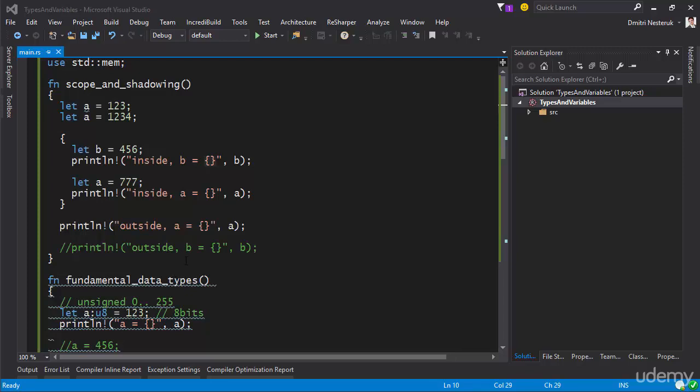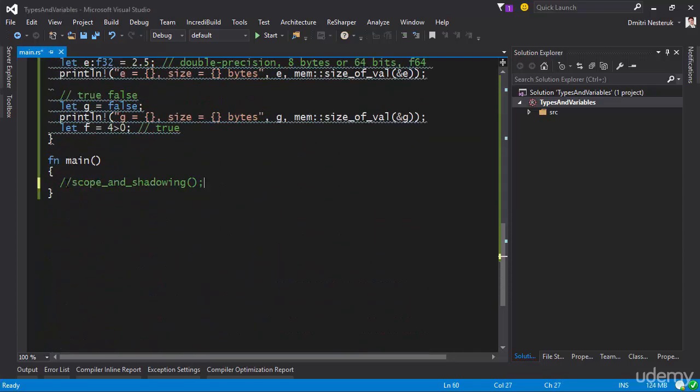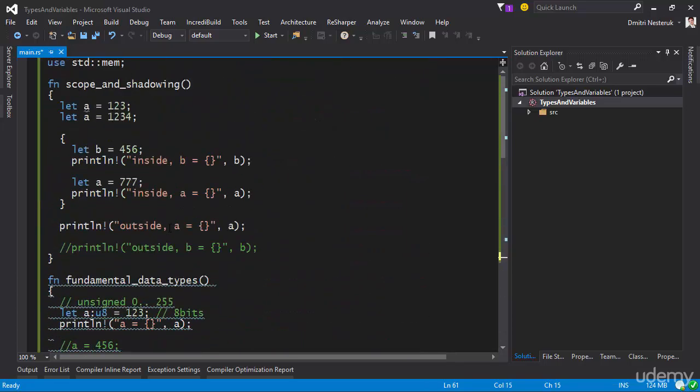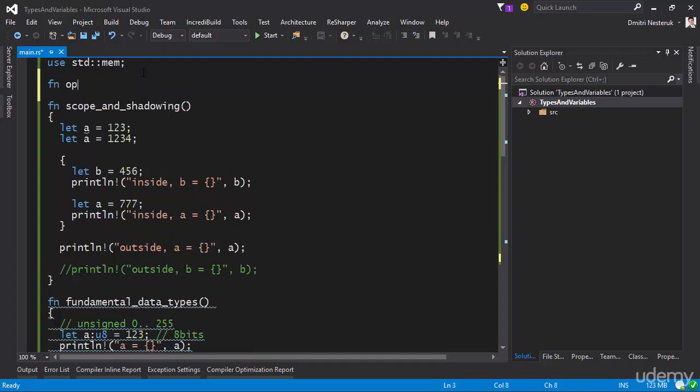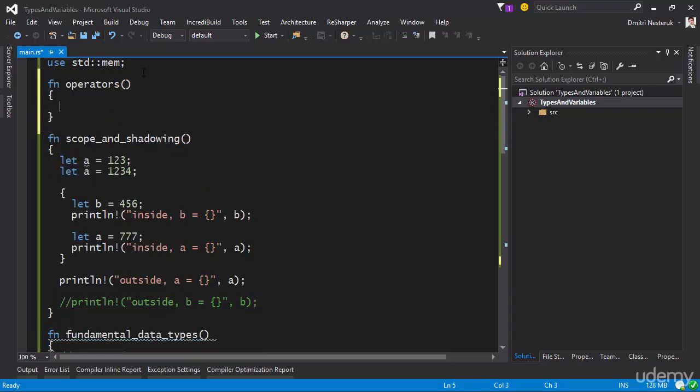We're now going to talk about some of the operators that Rust supports. So let's make a function for precisely this. It's called operators. Operators are things like plus, minus, percent sign, these funny little symbols that you use to actually do something. So, function operators. There we go.